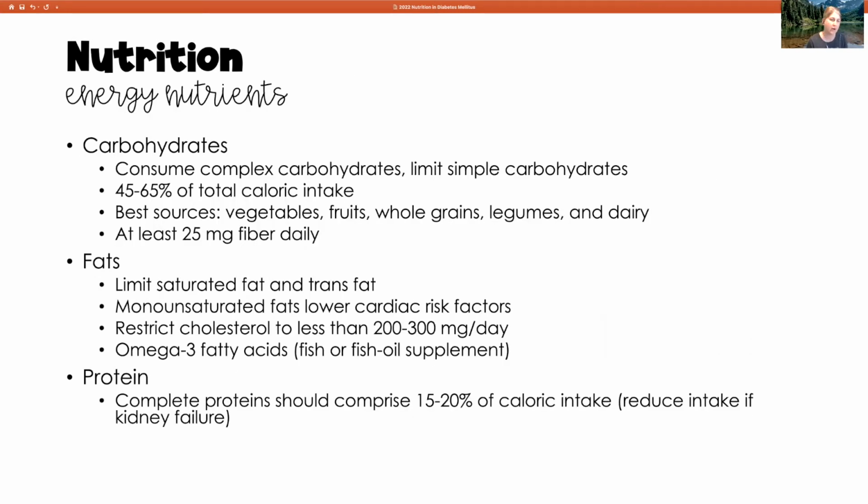Okay, let's talk about our energy nutrients. So this is going to be carbohydrates, fats, and protein. Carbohydrates for the diabetic client, we want them to consume primarily complex carbohydrates. We really want to limit simple carbohydrates. When we think about what the difference is, remember, simple carbohydrates are those mono or disaccharide carbohydrates that are very easily digested by the body. And in your mind, you think, oh, that's great, they're very easily digested. But the problem with that is they cause spikes in the blood sugar.